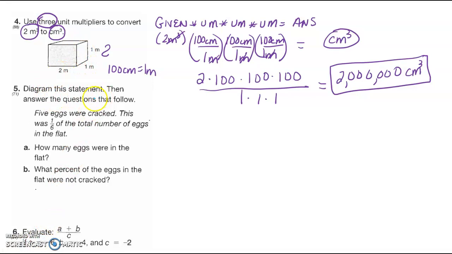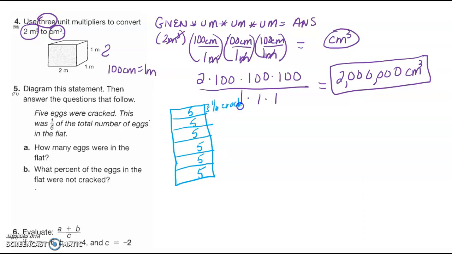Okay. Diagram this statement, then answer the questions. 5 eggs were cracked. This was 1/6 of the total number of eggs in the flat. So if it's 1/6, I know that I have to draw a diagram with 1, 2, 3, 4, 5, 6. And if 1/6 is 5, then I'm going to put 5 in each one of these. And I know that this is 1/6, and it was cracked. I have a total of 30, which is 5 times 6.